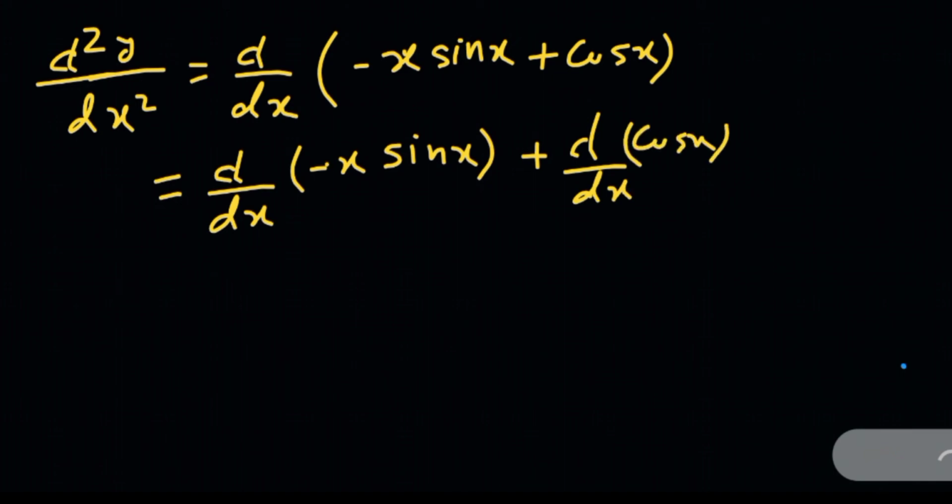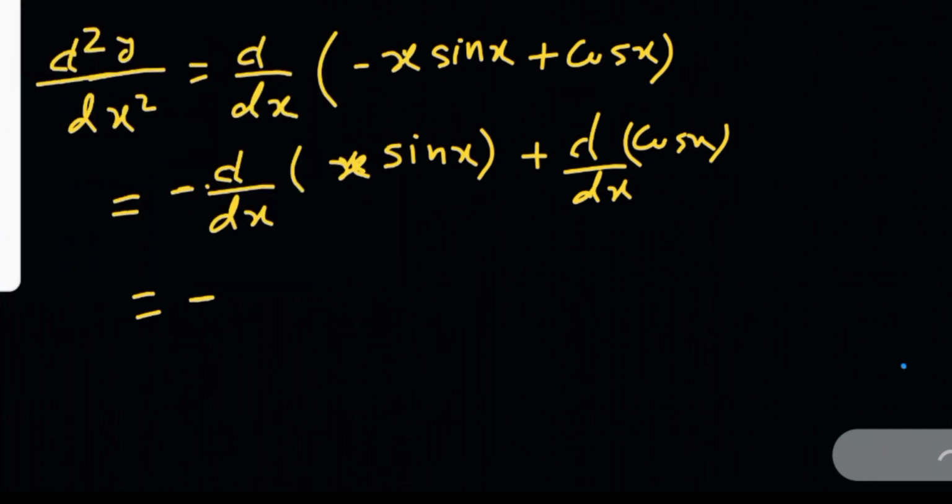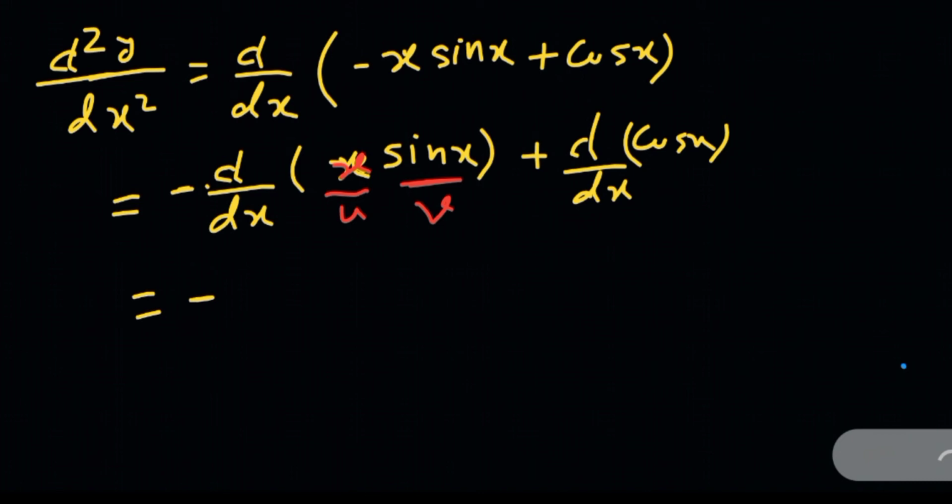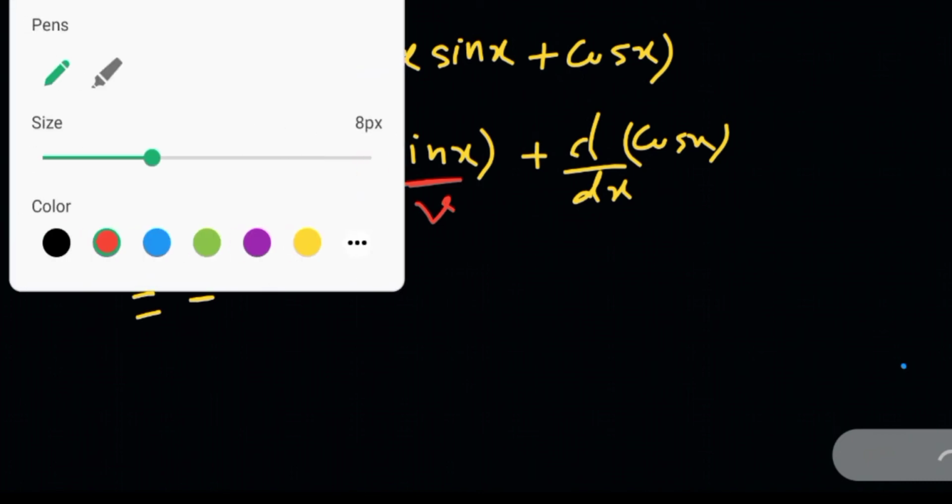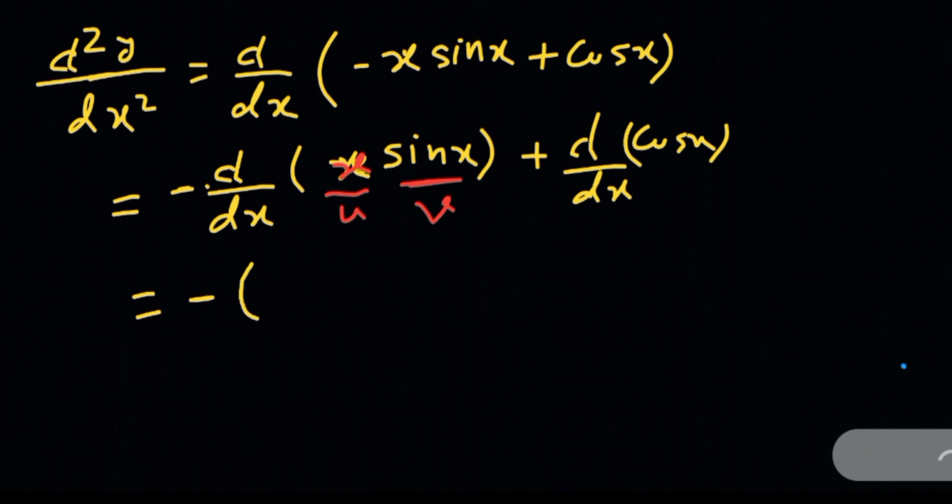This minus is constant, so I can take the minus outside. Okay, so now again, if you see, x is u, correct, and sin x is v. So I will use the u into v formula. You can refer to the formula which I discussed on the previous page. So I will use directly u into the derivative of v. The derivative of v, that is the derivative of sin x, will be cos x.